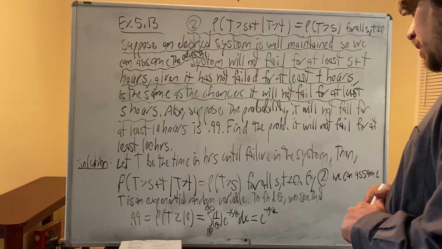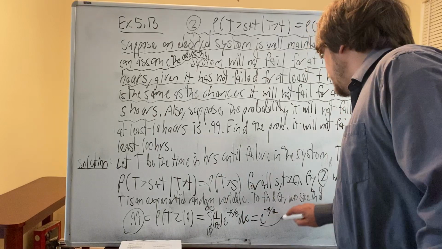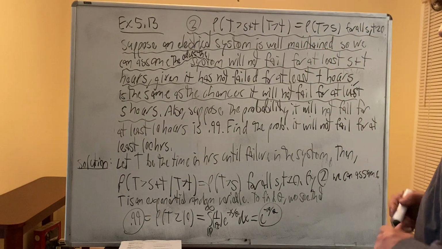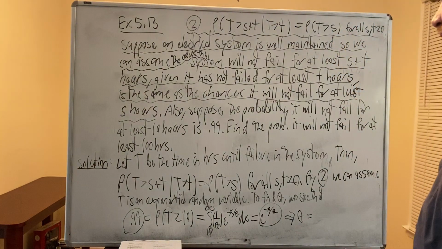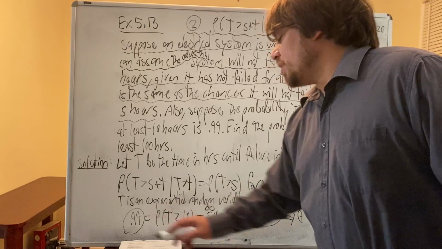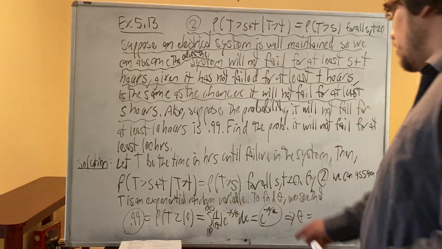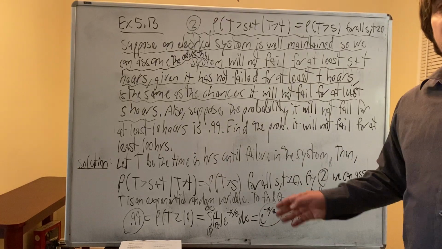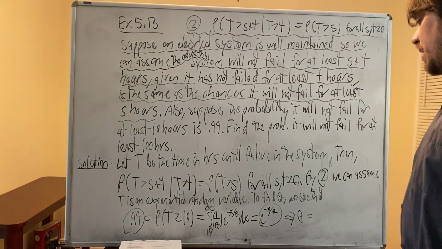Okay? And so what that means is that 0.99 is equal to e to the negative 10 over theta. And so that implies, solving for theta, if you take the ln of both sides, you'll get ln of 0.99 is equal to ln of e to the negative 10 over theta. Ln and e are inverse functions of each other, so they cancel. So you get ln of 0.99 is equal to negative 10 over theta.